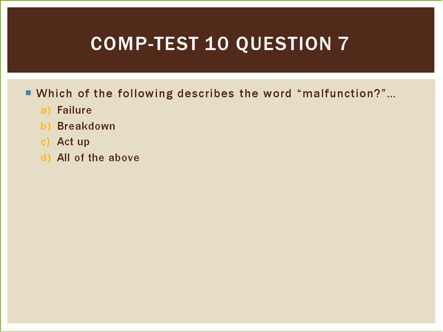Comp Test 10, question number 7. Which of the following describes the word malfunction? A, failure, B, breakdown, C, act up, or D, all of the above? D is the correct answer because all of the above answers refer to the malfunction of equipment, plans, and quality of the process by keeping the facility in proper order.